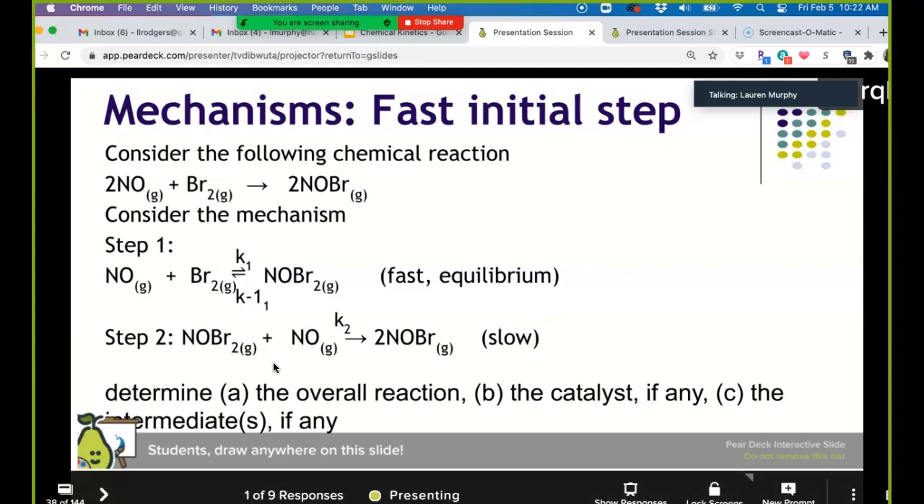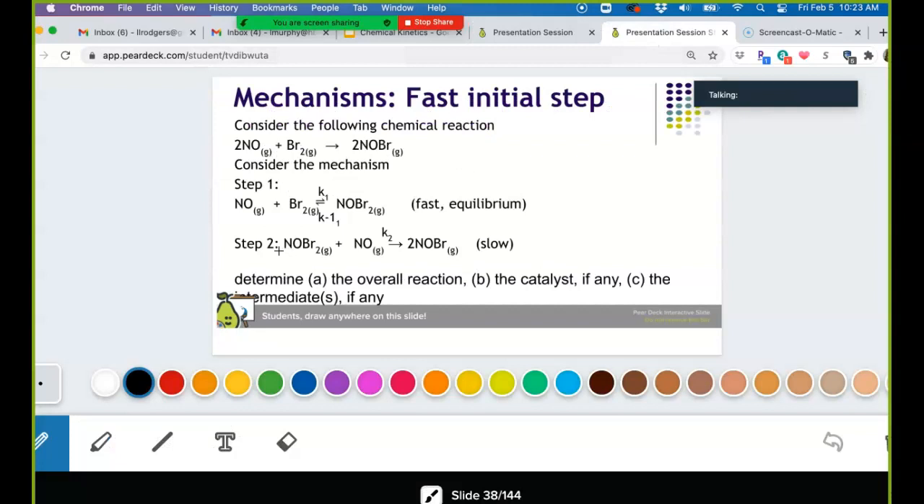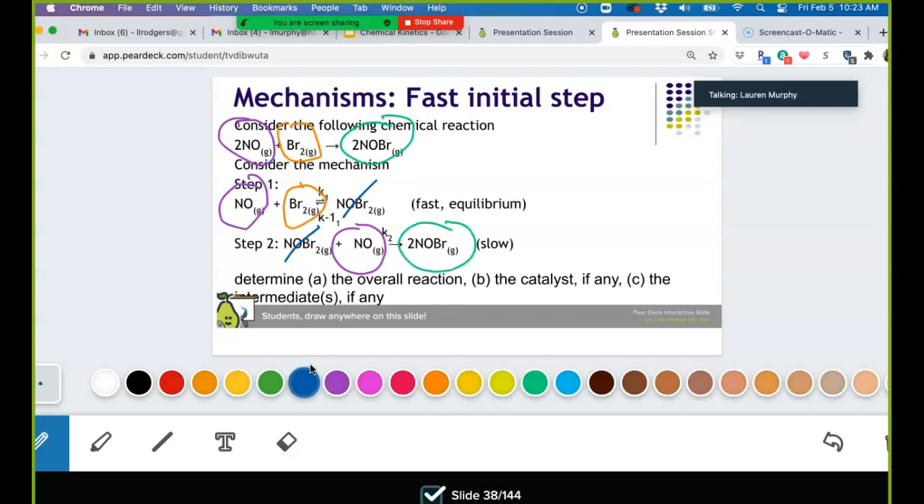And we'll talk about the equilibrium in a second. But given what you know, let's determine the overall reaction. Let's see if there's a catalyst, and let's see if there's any intermediates. So let's just do that first, and then we'll go ahead and do the rate law. So it looks like NOBr2 is an intermediate. It is produced in the first step and then used in the second step. And it looks like we end up with 2 NOs and Br2 and 2 NOBr. Okay, so that matches. I don't see a catalyst.